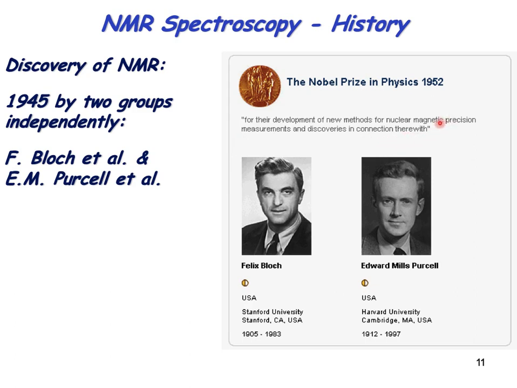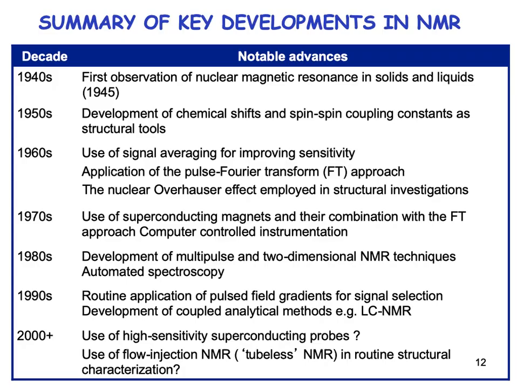They developed a new method, nuclear magnetic precision, in order to get information about the molecule. So this is also a summary of the development of NMR. The development of NMR started in 1940.